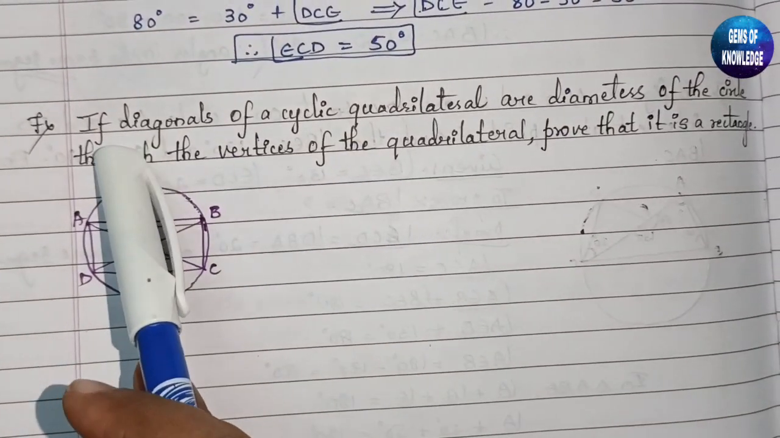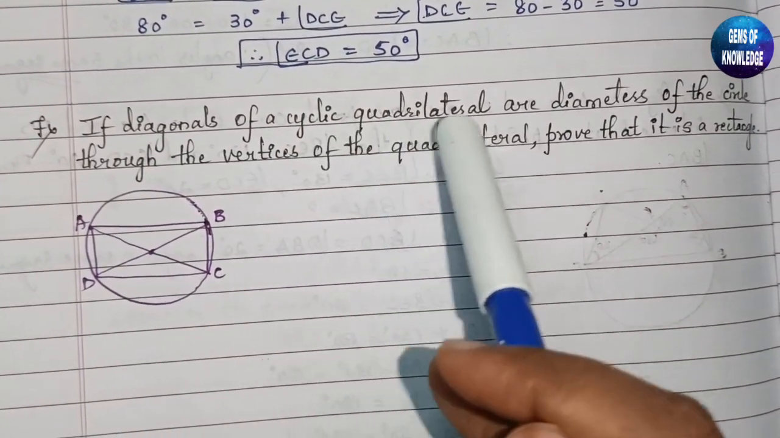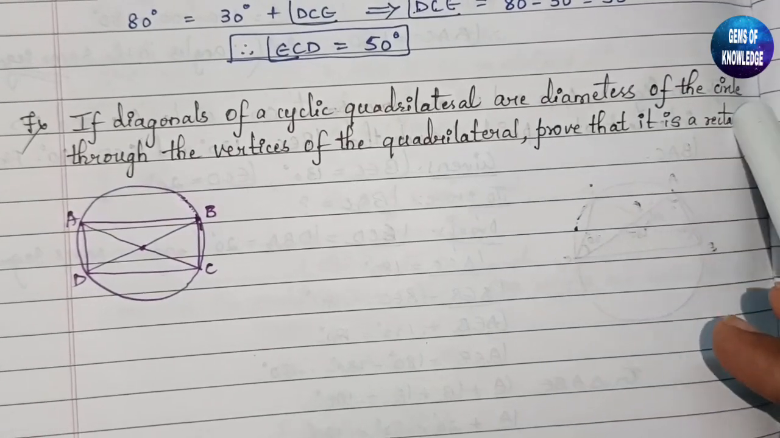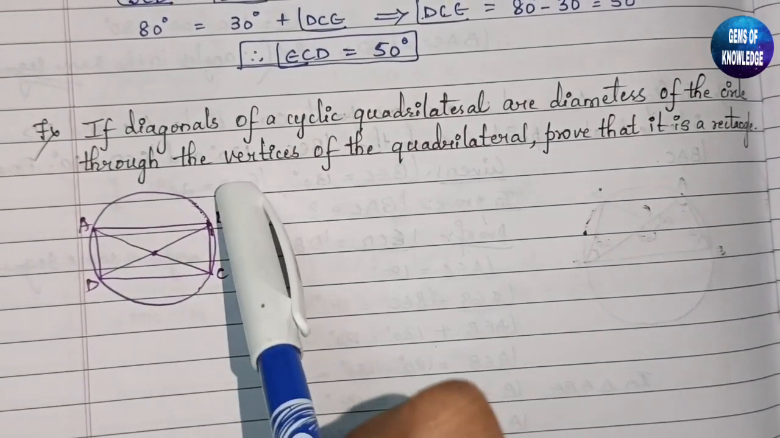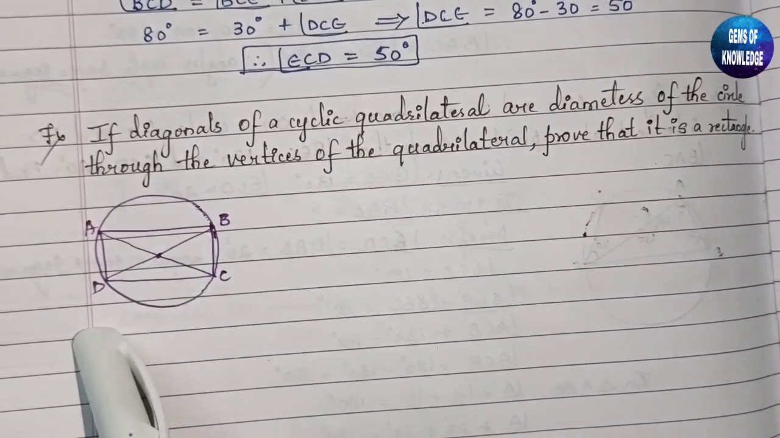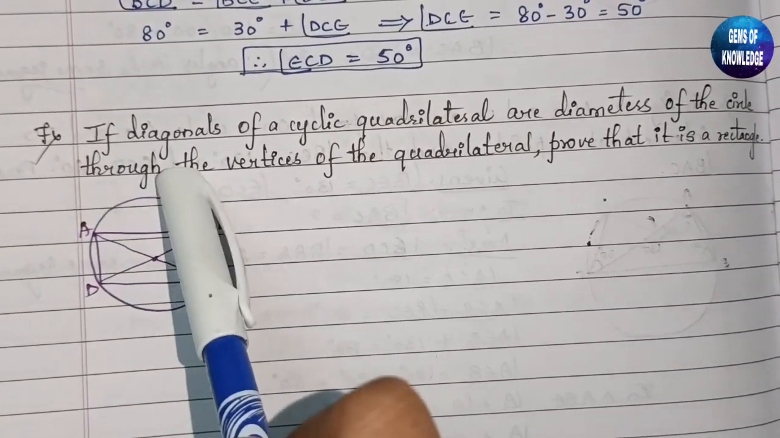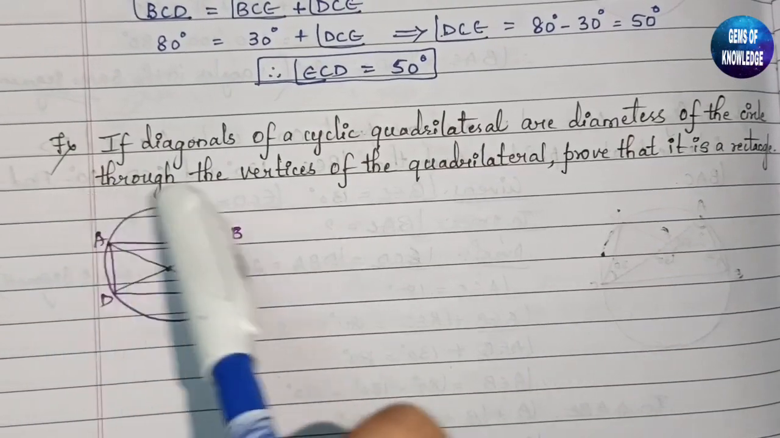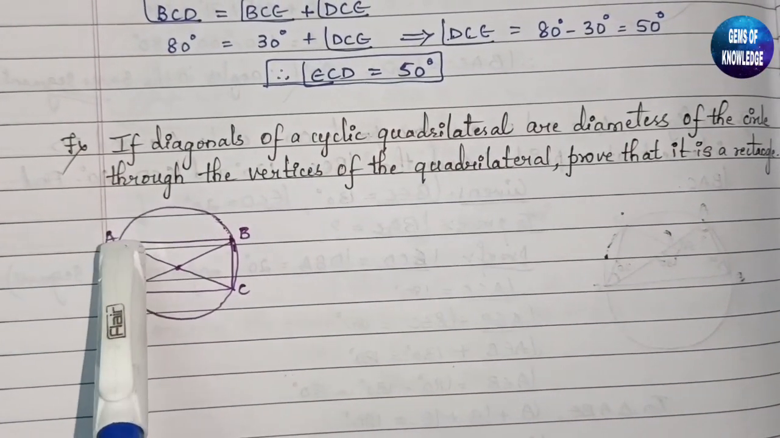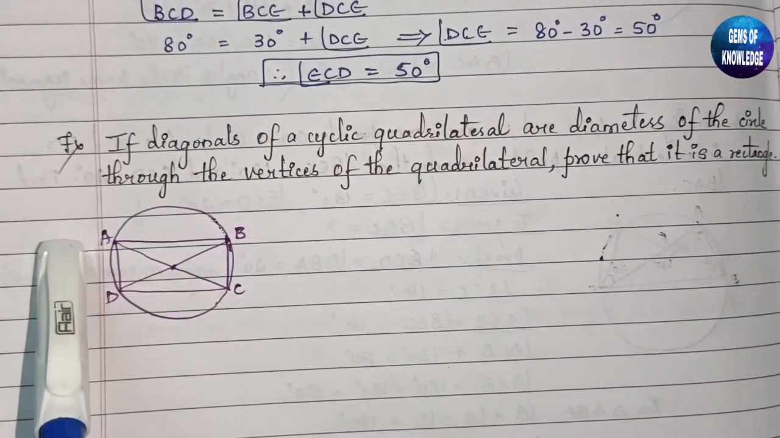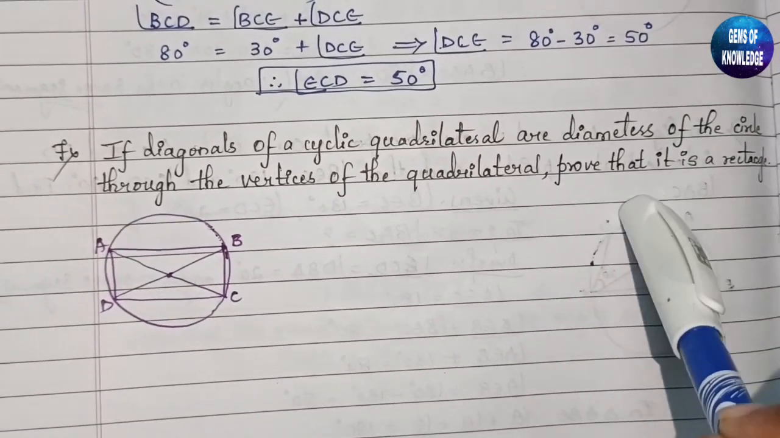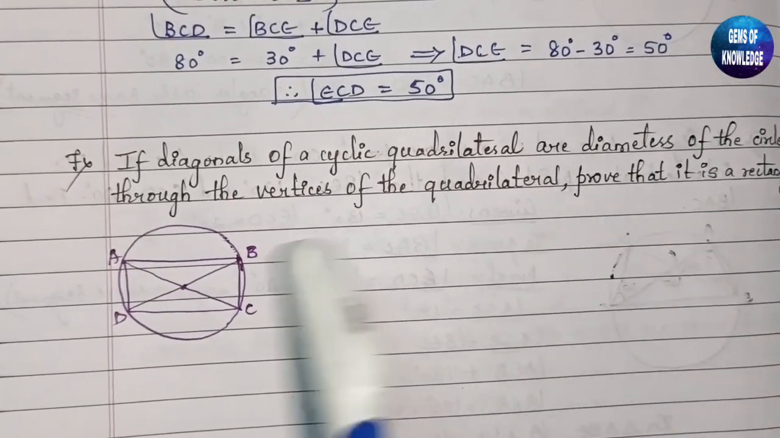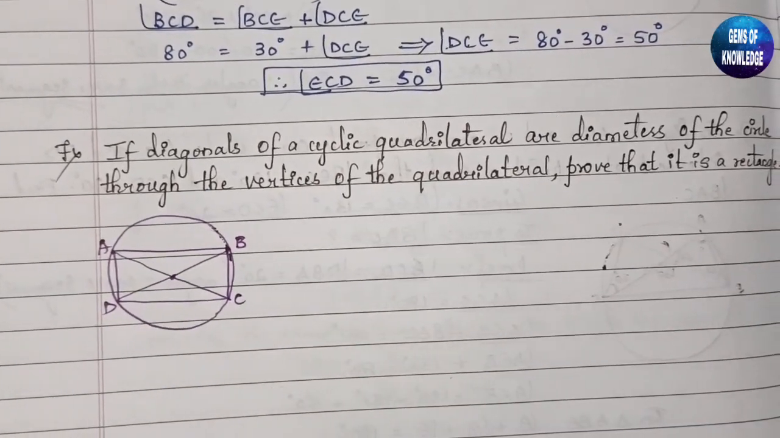Okay, so you can see, if diagonals of a cyclic quadrilateral are diameters of the circle. Now you can see a circle, and you can also see the diagonals here. This AC and BD are the two diagonals of this cyclic quadrilateral, through the vertices of the quadrilateral. Then what should we prove here? We should prove that this ABCD is a rectangle.